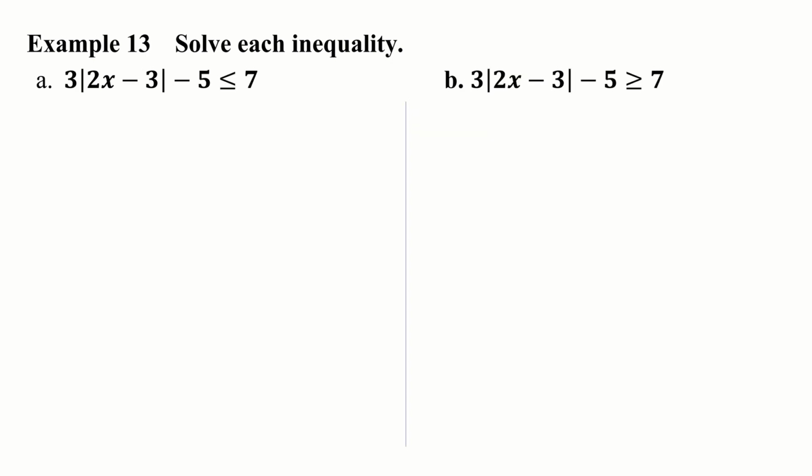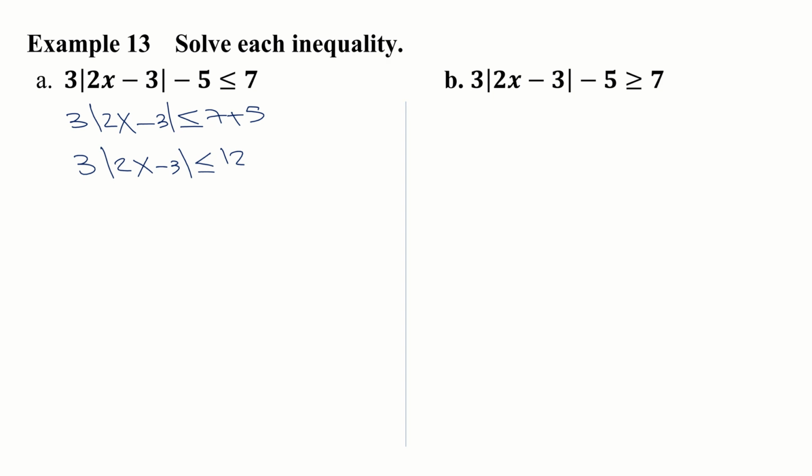We'll move on. All right, then, they can just throw in curveballs like this, but if you know how to handle those first ones, these are a piece of cake, right? Again, we're going to isolate the absolute value. It's a good time to pause and try it on your own. All right, so 3 absolute value of 2x minus 3 less than or equal to 7 plus 5. 3 absolute value of 2x minus 3 less than or equal to 12.